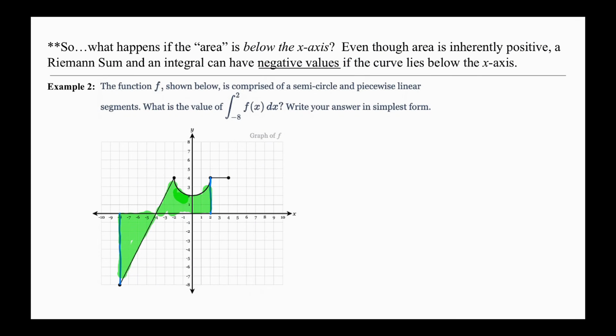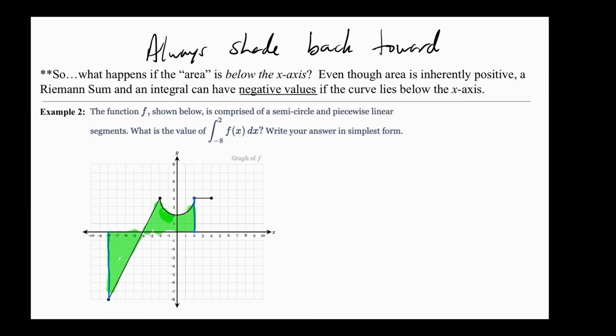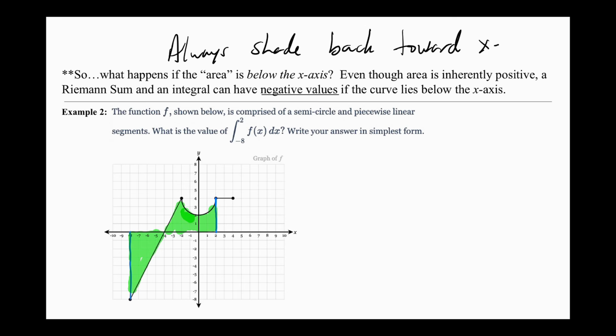Let me write that down. That's a good way to think about it. Always shade back toward x-axis. So if you're ever drawing this or ever sketching it or ever shading it, always shade back toward the x-axis. So sometimes that might be below, sometimes it might be above. Okay? That's the first thing. Good.